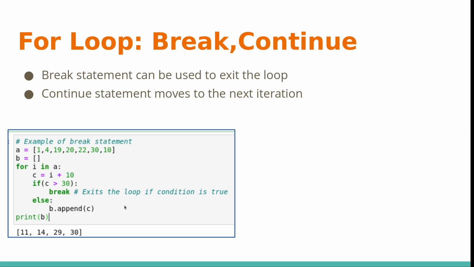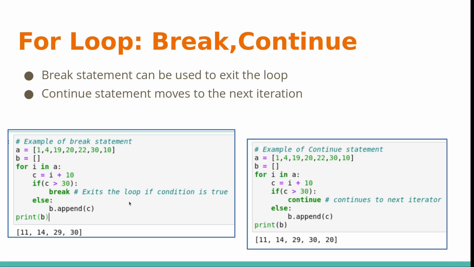4 values. On the other hand, if I have a continue statement instead of the break statement, what happens is it works the same way for 1, 4, 19, 20. But when it hits 22, 22 plus 10 is 32. Clearly 32 is greater than 30. Rather than breaking at this point, it will just go back to the beginning of the for loop and pulls the next element. It pulls the next element 30.